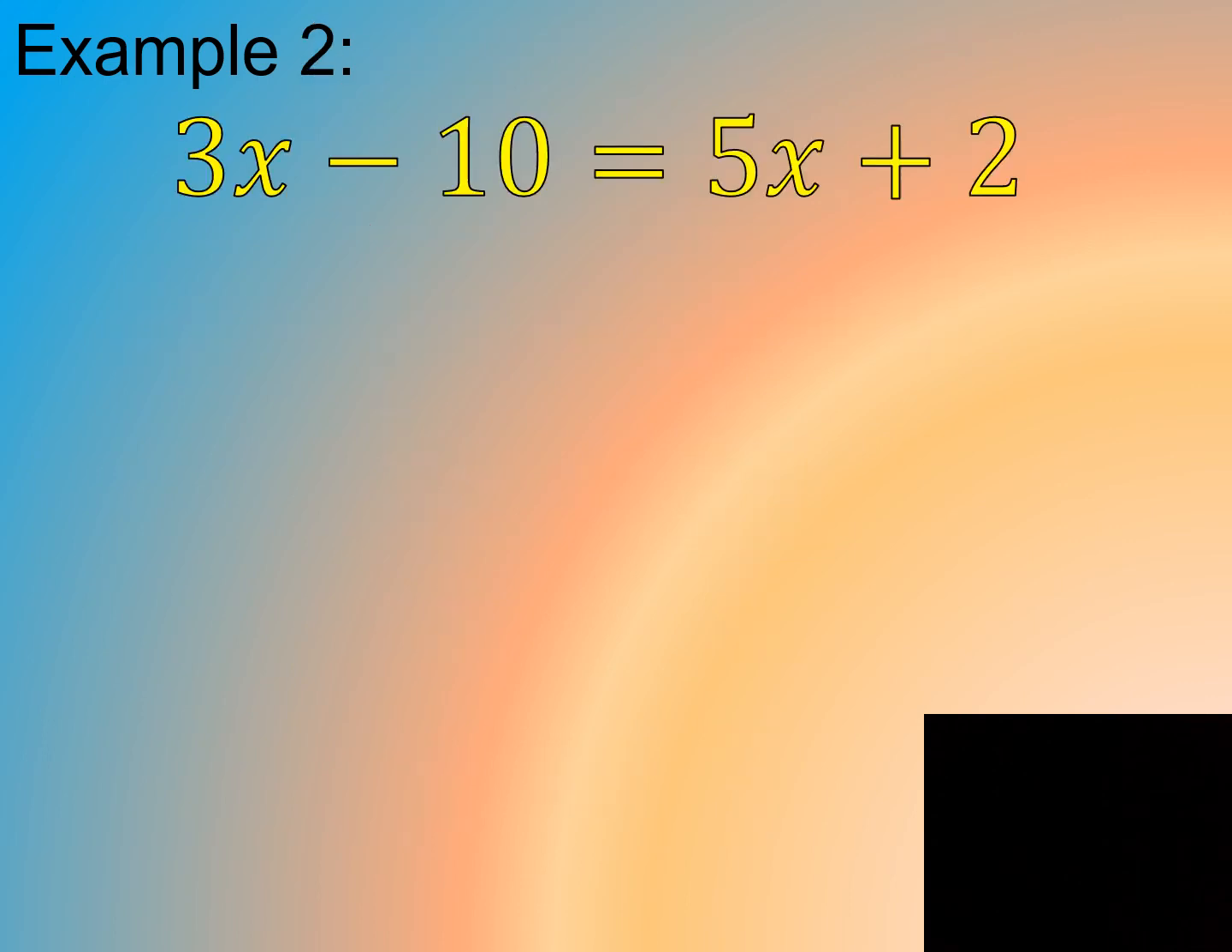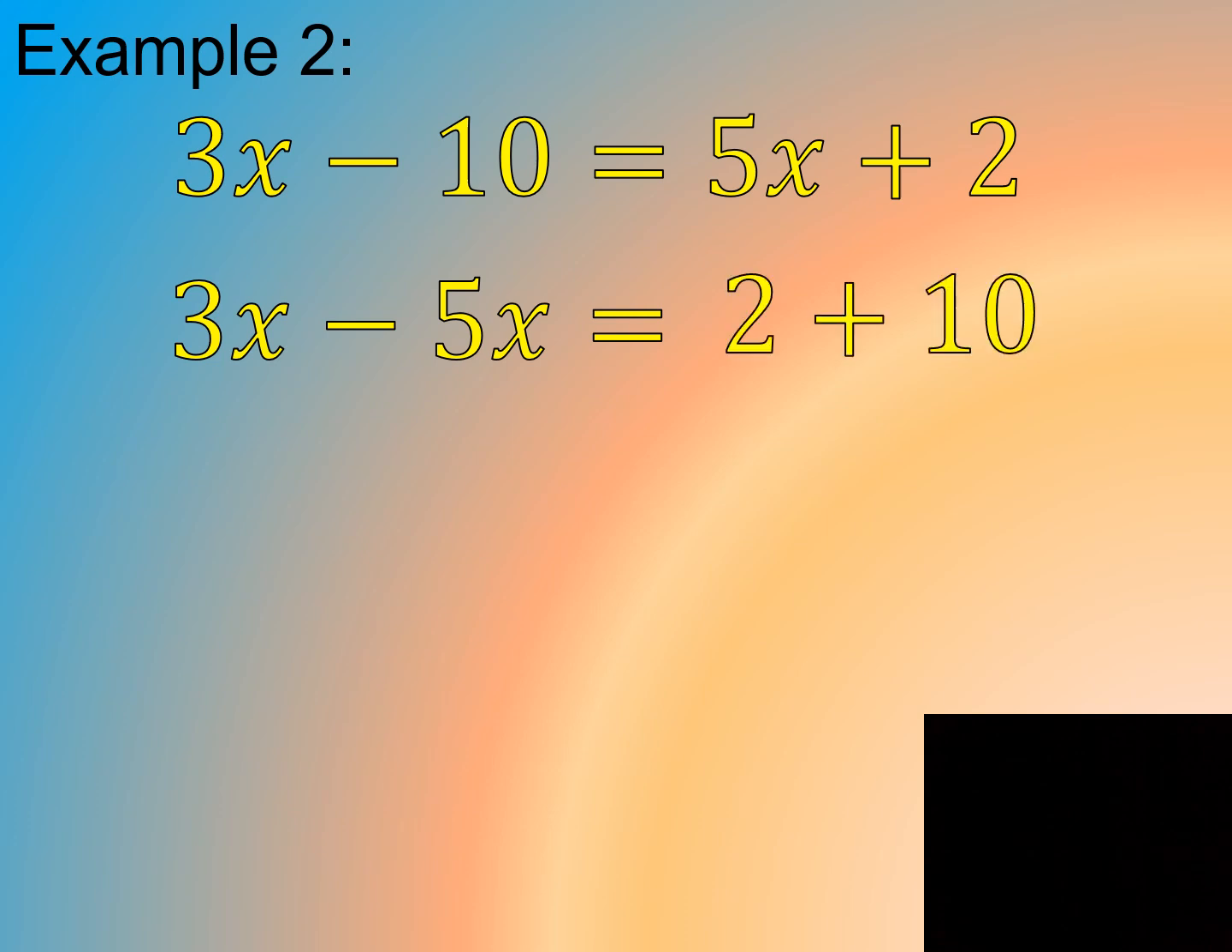For the next example, 3x minus 10 is equal to 5x plus 2. Again, we combine like terms. On the left side, we are to combine terms with the variable x. So we transpose 5x to the left side, that will become negative 5x. So on the left side of the equation, we have 3x minus 5x, while on the right side, we transpose negative 10, so that will become positive 10. So on the right side of the equation, we have 2 plus 10.